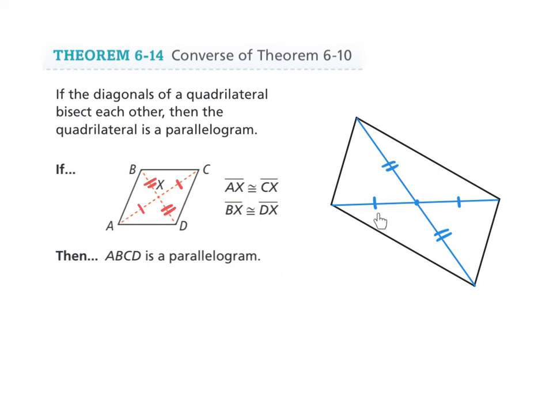So let's talk about why. Again, I'm going to label my four corners as A, B, C, and D, and then I'm going to label that point there where these diagonals are intersecting as point E.